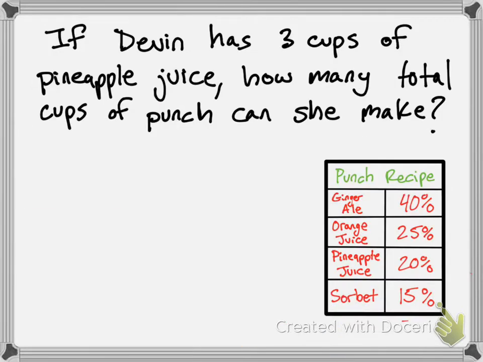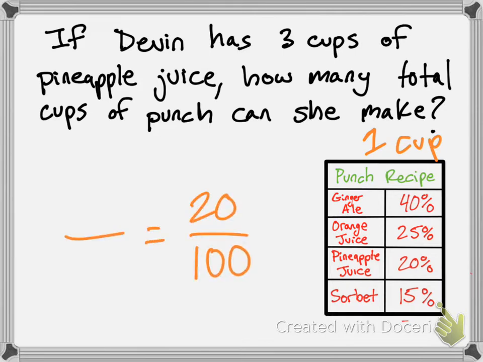Here's this. If Devin has 3 cups of pineapple juice, how many cups of punch can she make? So it's all going to be 1 cup. This is 1 cup. And I have 3 cups of pineapple juice. If pineapple juice makes up 20% of it, how much can I make? So that 3, we're going to set it up that exact same way. We got our percent, 20% over 100%.